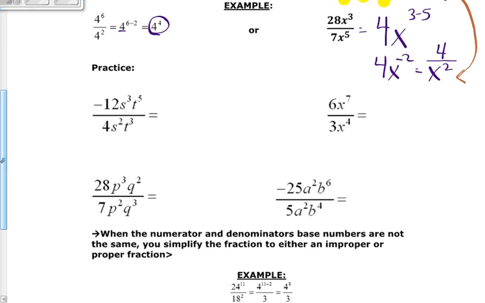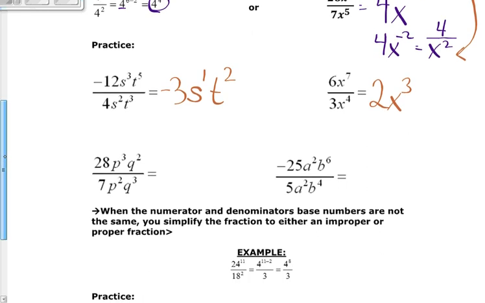Let's keep going. So -12 divided by 4 is going to be -3. 3 minus 2 for s is going to be 1. And 5 minus 3 for t is going to be 2. Over here, 6 divided by 3 is going to be 2. 7 minus 4 is going to be 3.